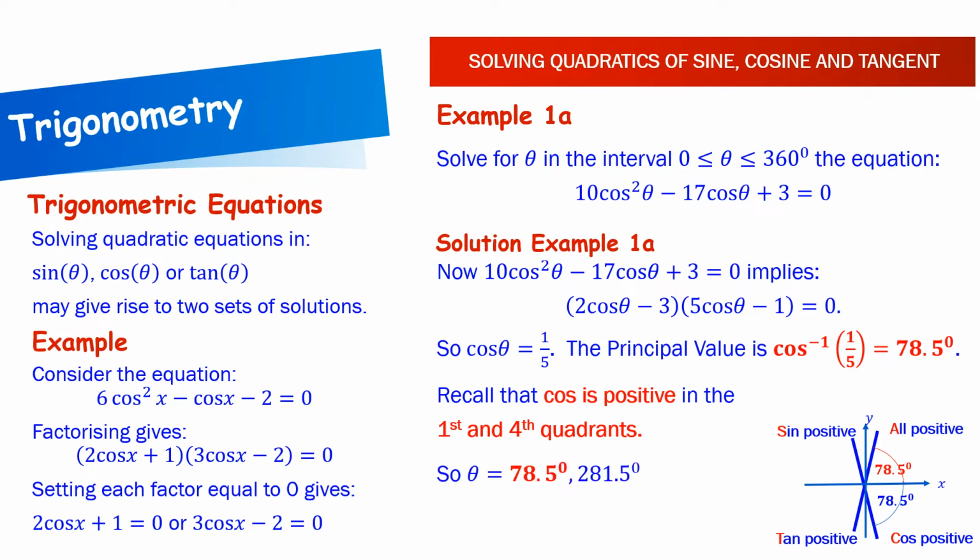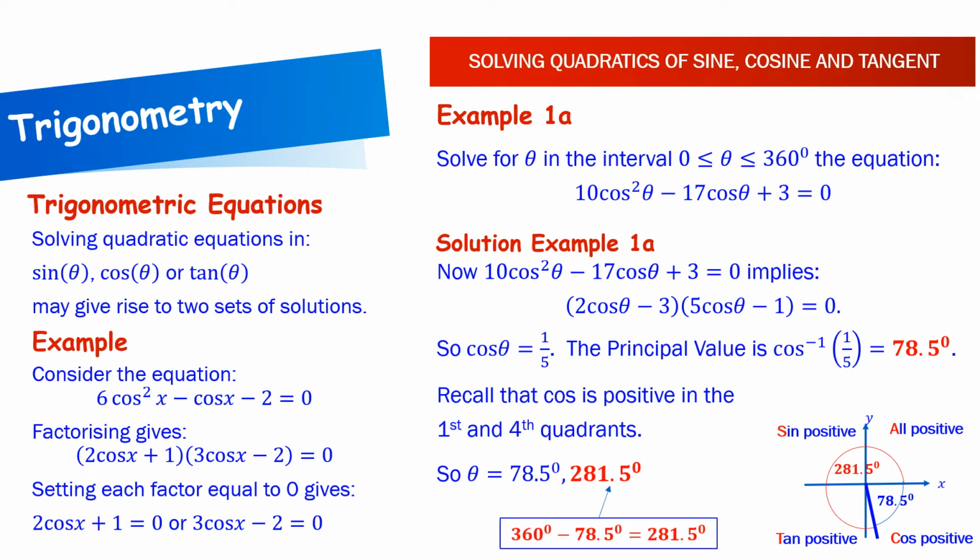So theta equals 78.5 degrees, which is the principal value, or 281.5 degrees, which is 360 degrees minus 78.5 degrees.